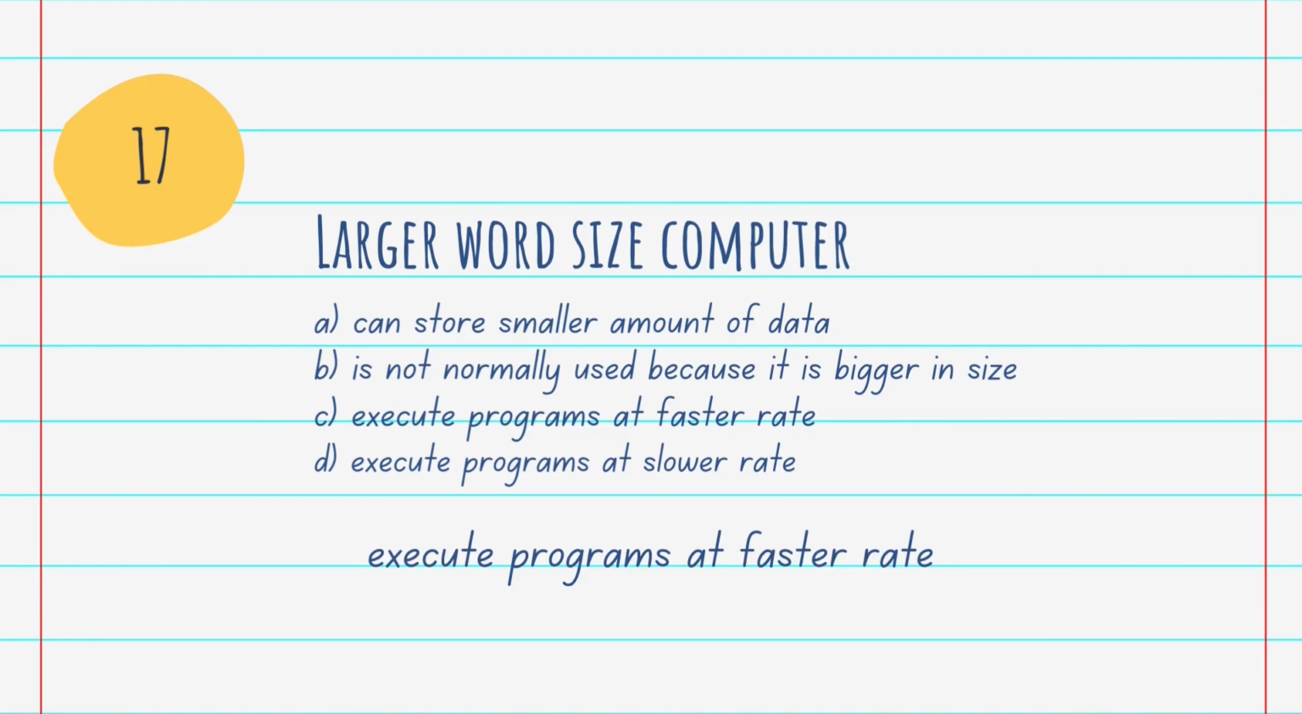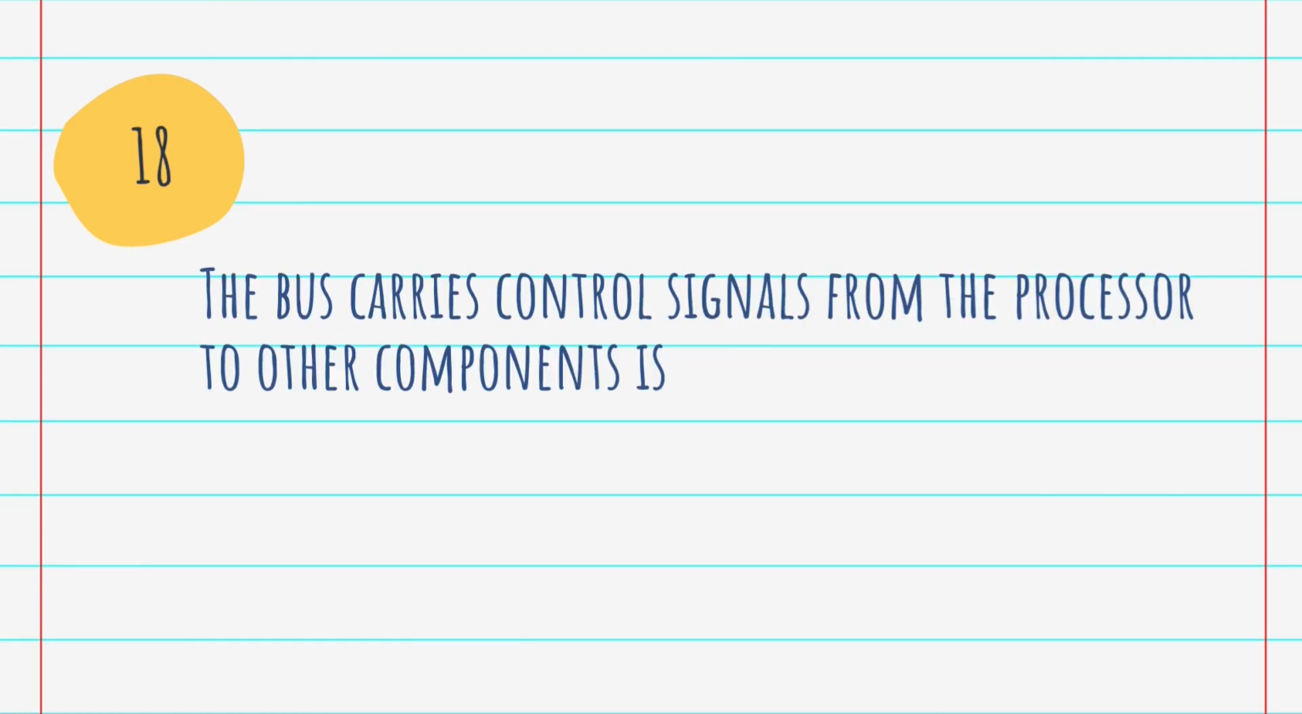Word size refers to the number of bits processed by a computer CPU in one go. These days typically 32 bits or 64 bits. Data bus size, instruction size, address size are usually multiples of the word size, and the larger the word size, the faster the rate at which programs execute. Question number 18. The bus carries control signals from the processor to other components. Answer is control bus. Control bus carries control signals from the processor to other components. As we have known, the control bus also carries the clock pulses.